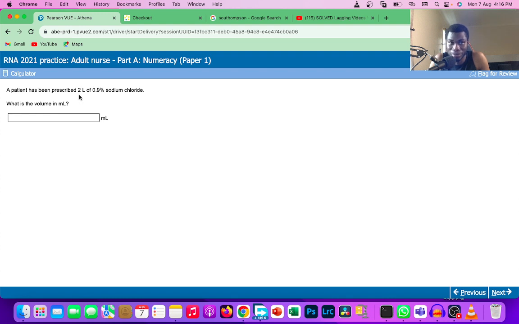1000. So if it is 2 liters, basically it's going to be 2000, because you just multiply 1000 by 2. And here the SI unit is already there, so there's no need for you to type mL again. So basically that is it. You move forward.